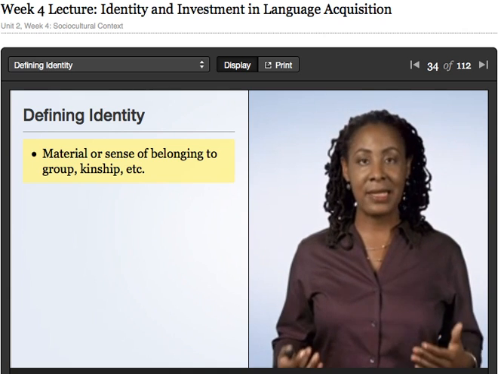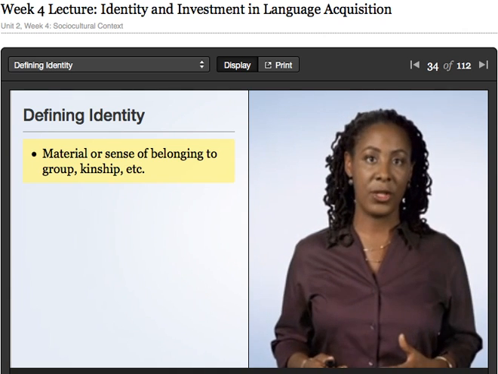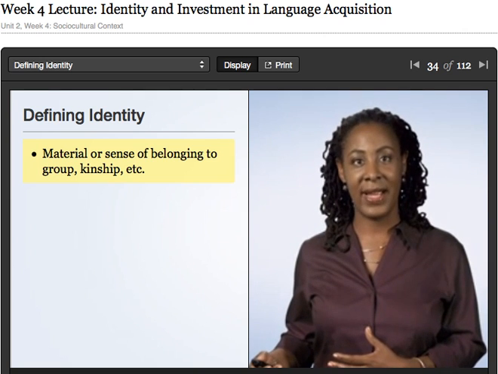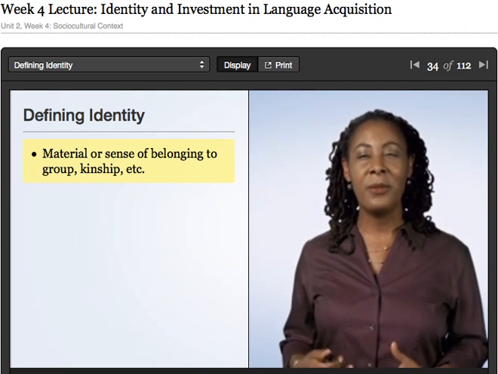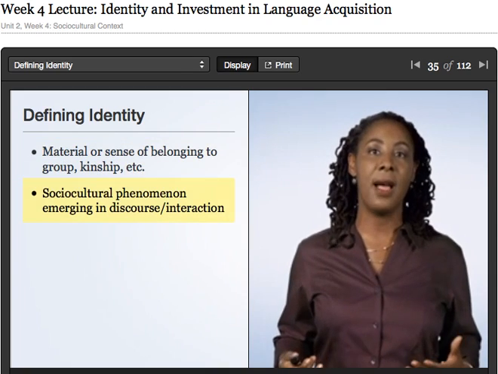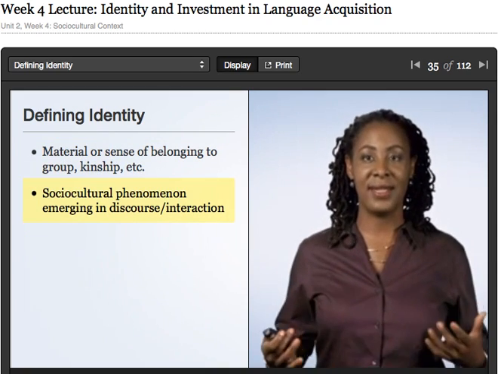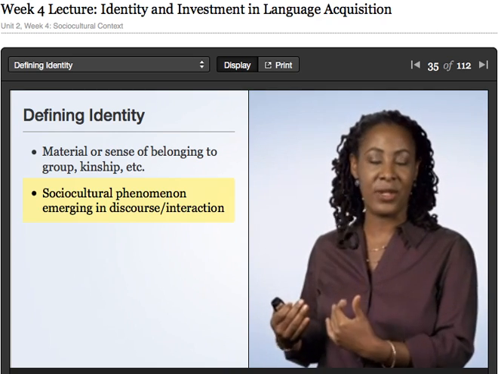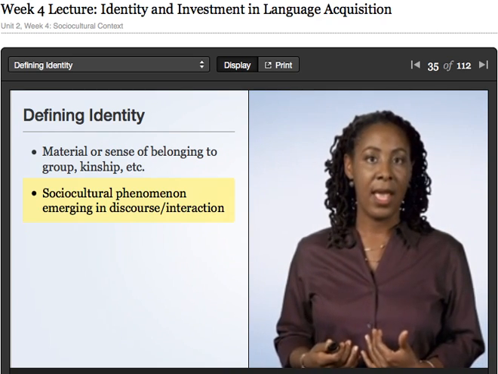Now, this is a very stable and fixed notion of identity. In addition to these stable aspects of identity, identity is also very relational. It's a sociocultural phenomenon. It emerges in discourse and interactions with one another, and it's not just this fixed or stable part of an individual.